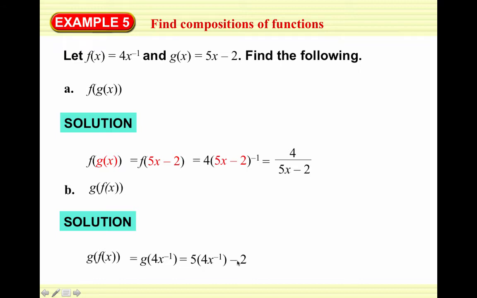And now we simplify. So 5 times 4 is 20, times x to the negative 1, minus 2. x to the negative 1 means 1 over x. So 20 times 1 over x is 20 over x, minus 2.